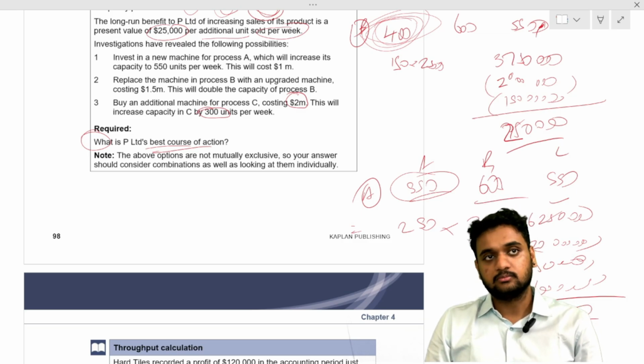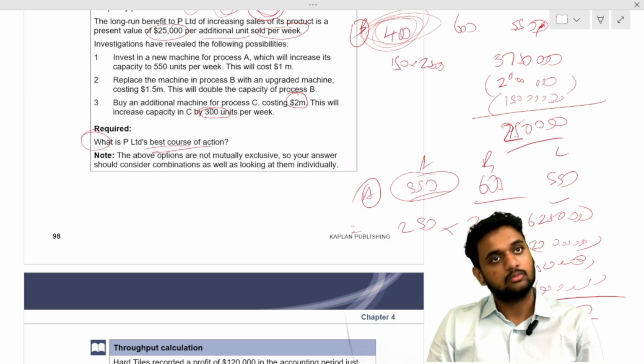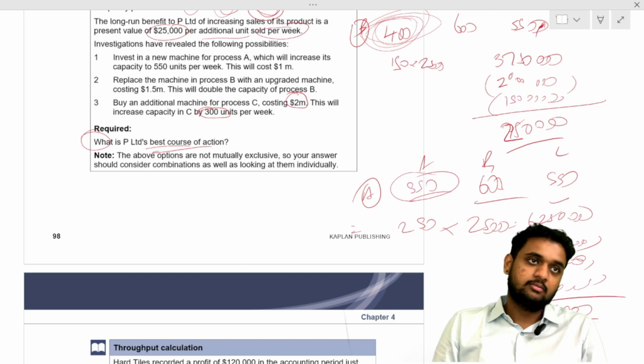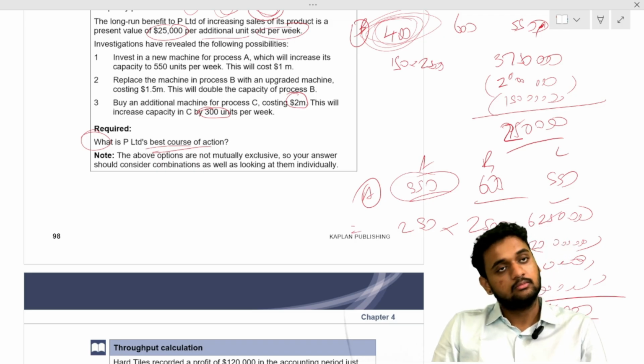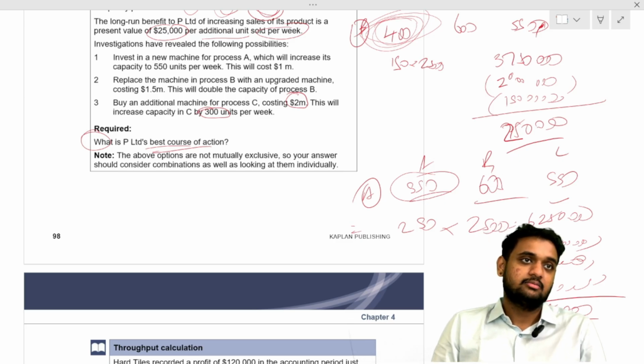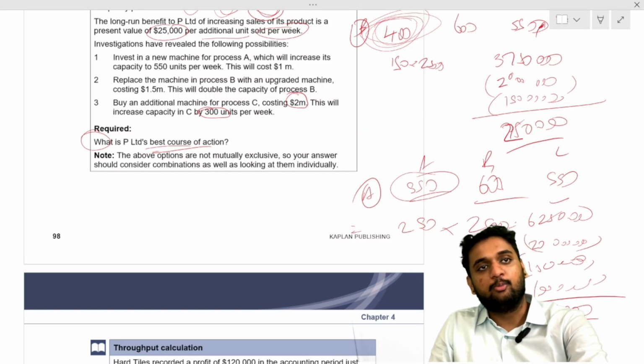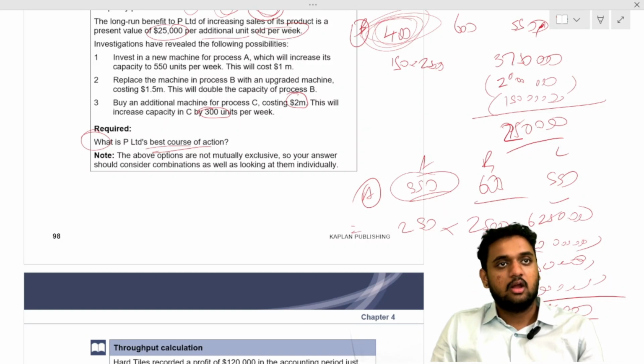Understood? We are increasing it, so the base amount is 550. That will be increased by 150, right? Not that; you see from the starting. That's why I keep saying it again and again. Starting is 250. Initially we were able to produce 250 units. Now we can produce 550 units.